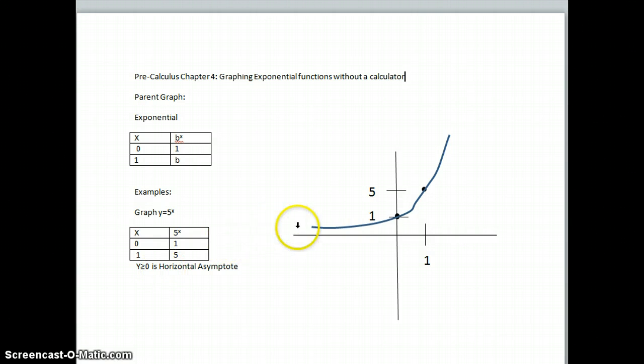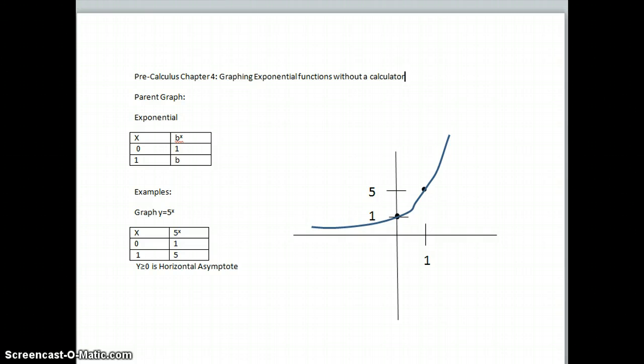So, to graph this, pretty simple. Obviously, you just graph 0, 1. So, you go over 0, up 1, dot right there. And then you go 1, 5. So, you're going to go right 1, up 5, dot right there. Then you're just going to draw your lines, connecting your dots. And then just make sure you never go below your horizontal asymptote. So your horizontal asymptote is 0. So this line is going to go out forever and ever, but it's never going to go below the 0. And this line is going to go up forever and ever.